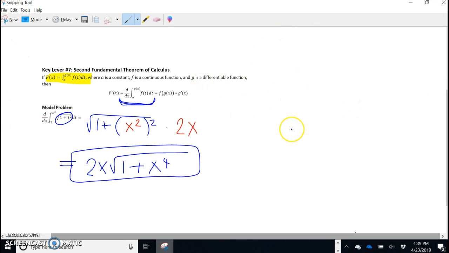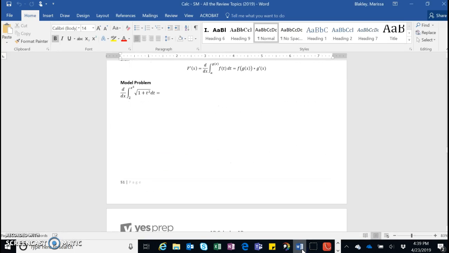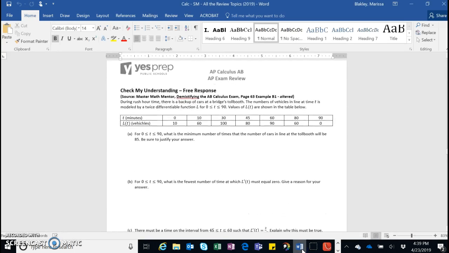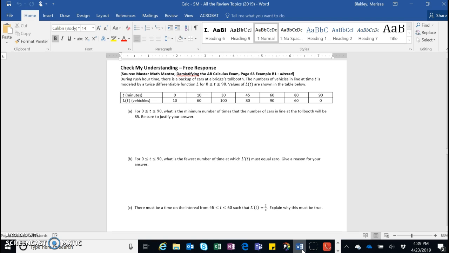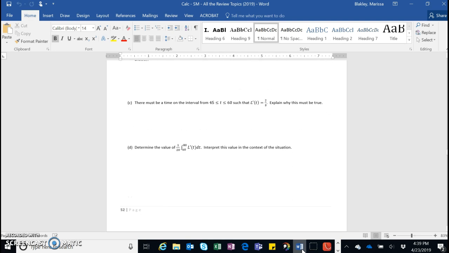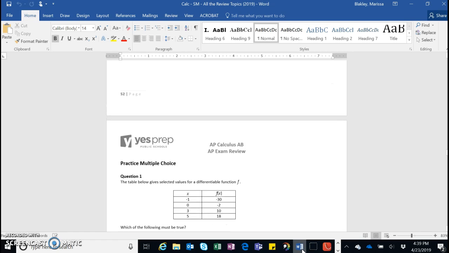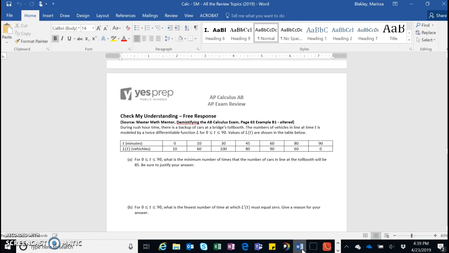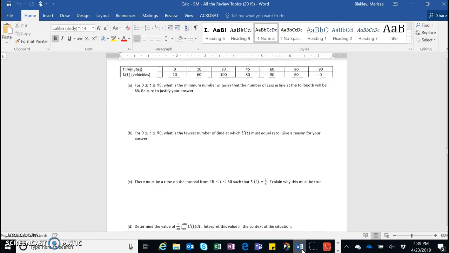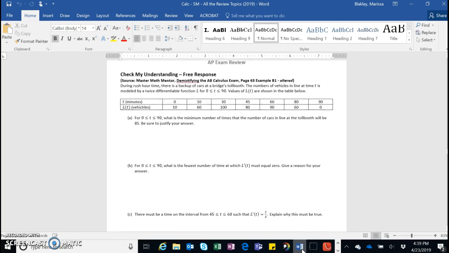So your next task is, of course, to come back to your packet. Beyond the key levers, you'll see your check for understanding is a free response today with a table of data. This is on page 52, and we'll do those practice multiple choice questions together in class when I see you. So for now, try that check your understanding and use as many of those theorems as you can.